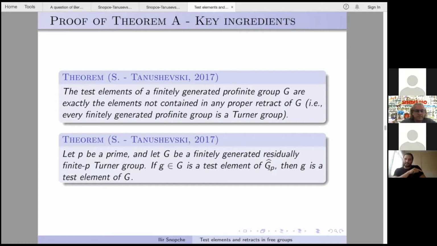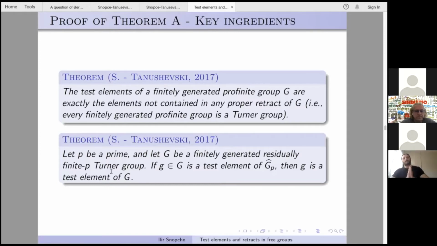If g in G is a test element of the pro-p completion, of course g belongs to G-hat_p, because in this case we have an embedding, so we can assume that G lies inside the pro-p completion. So if g in G is a test element of the pro-p completion, then g is a test element of G. And of course, this theorem allows one to use the theory of pro-p groups or pro-p techniques in order to attack problems about test elements in discrete groups, whenever these groups are residually finite-p and Turner.